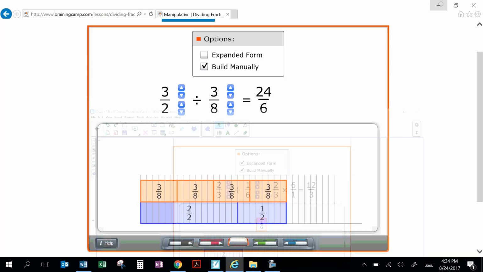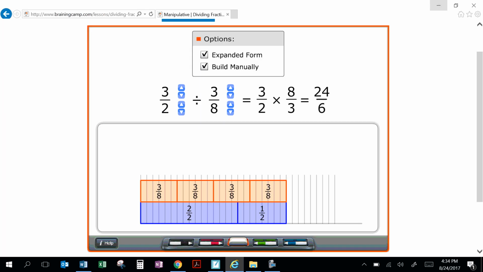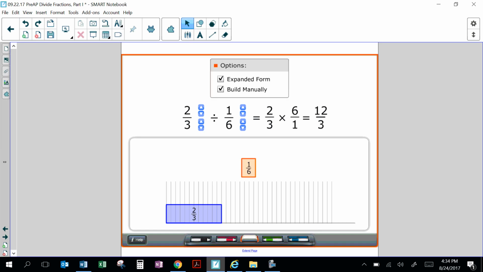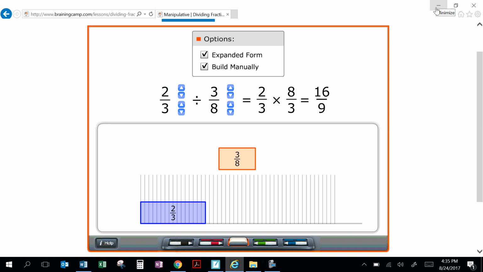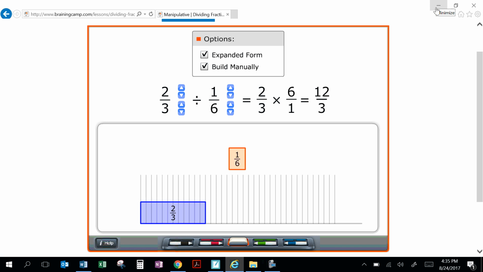Now, it is time to expand the form. If you have not figured out by now, you are multiplying by its reciprocal. So this is our next example. 2/3 divided by 1/6. How many 1/6 go into 2/3? One whole, two wholes, three wholes, four groups.